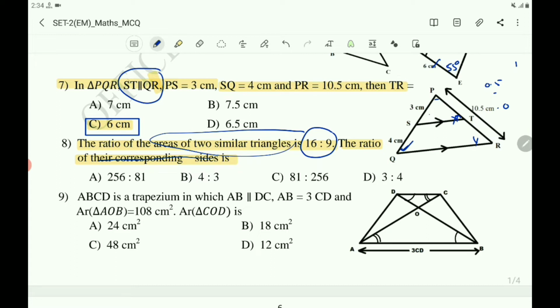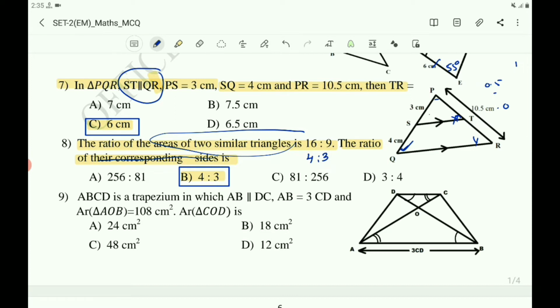Here the ratio of the areas of two similar triangles is given. So while finding the ratio of the sides, we have to take the square root of 16 and the square root of 9. What is the square root of 16? Square root of 16 is 4, and square root of 9 is 3. So what is the answer here? 4:3 is the answer. So note down the answer. Option B is the answer. Then take the next question.